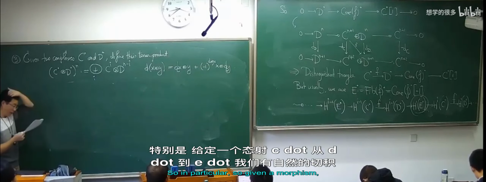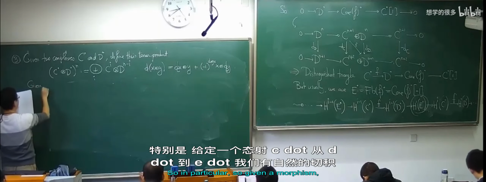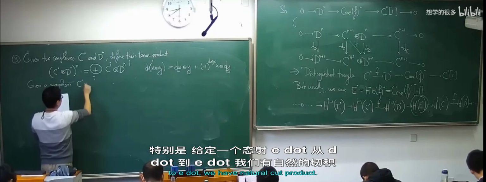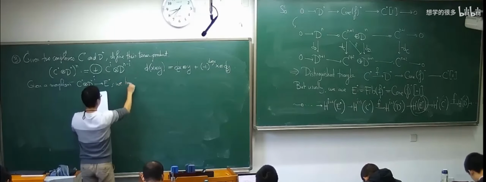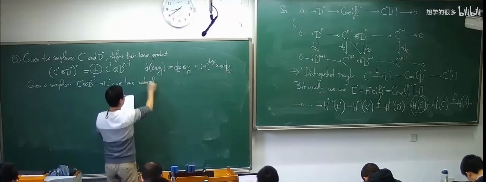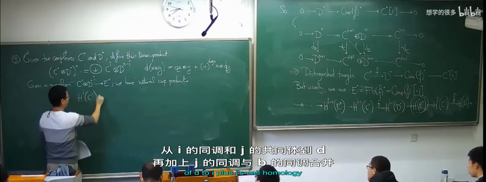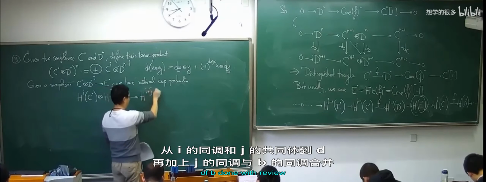So in particular, given a morphism C dot tensor D dot to E dot, we have a natural cup product from the ith cohomology and jth cohomology of D to the i plus jth cohomology of E. Whew. Done with the review of homological algebra of the things I need to use.